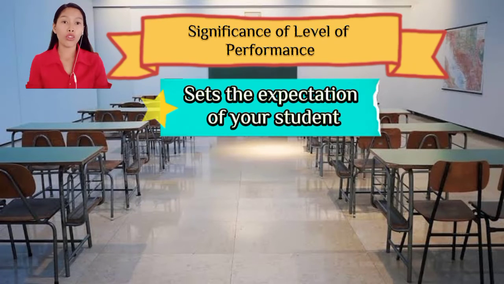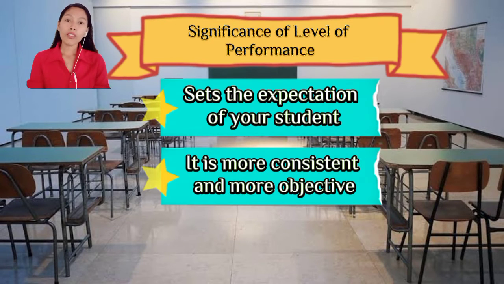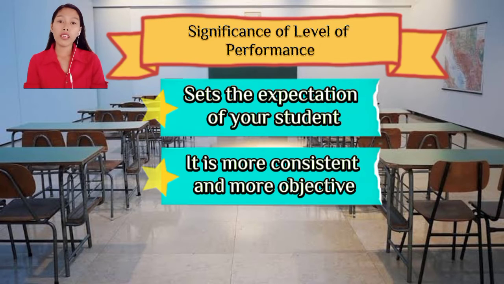Number 2, it is more consistent and more objective. Level of performance allows you to discriminate which among the learners need additional attention, who are the mediocre, and those who perform excellently. In addition, for better communication of teachers' expectations, level of performance permits the teacher to more consistently and objectively distinguish between good and bad performance, or between superior, mediocre, and poor performance when evaluating students' work.